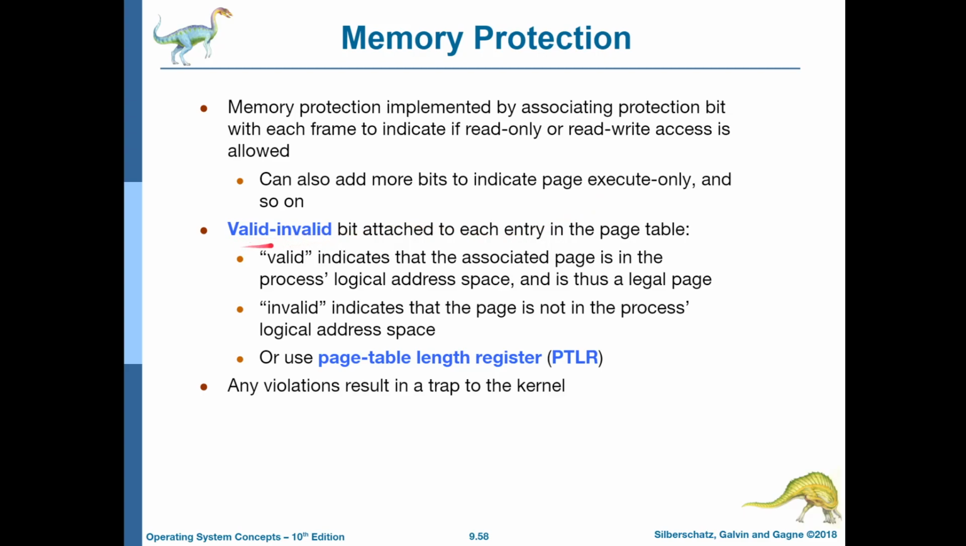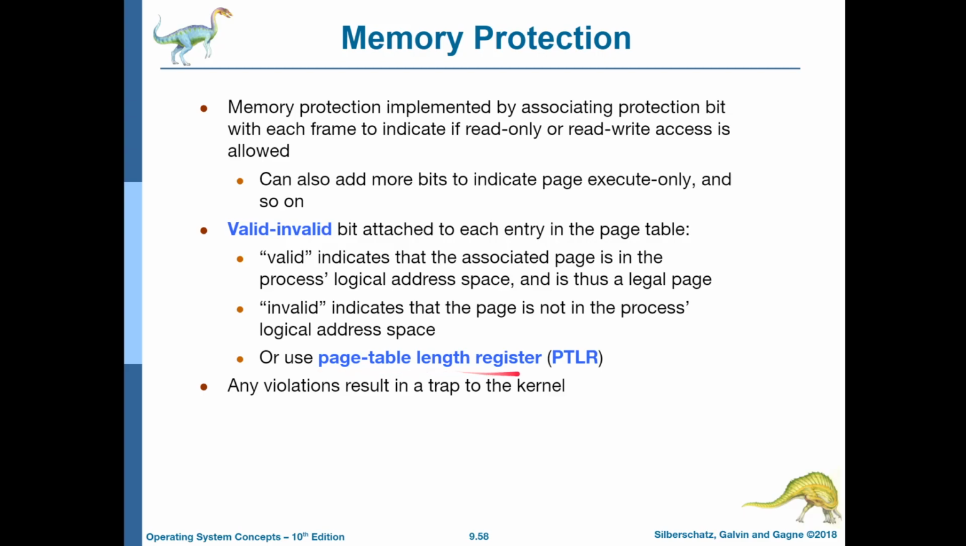Normally, each page table entry will have a valid bit. The valid-invalid bit will identify whether that actual page is loaded physically in memory and can be accessed by the process. Invalid means that the page is not in the process's logical address space. So as you can imagine, when a process first starts, pretty much all of its page table entries are marked invalid. As new allocations are made, those allocated pages will be marked valid so that the process can access them.